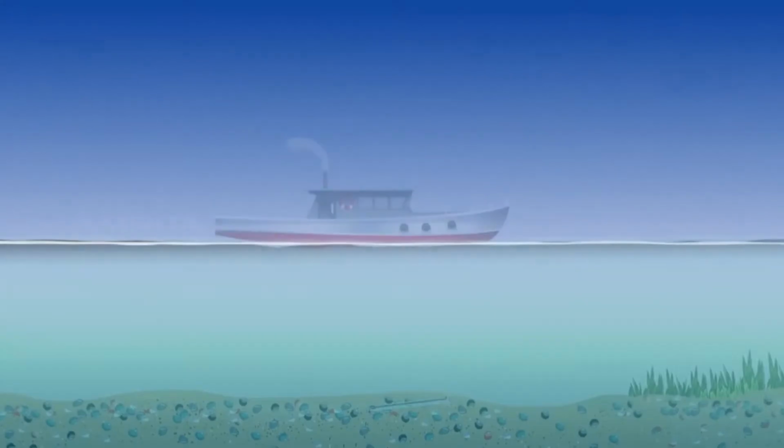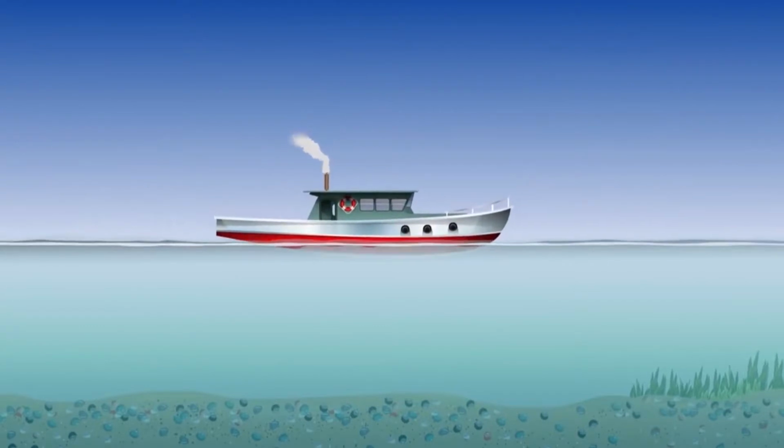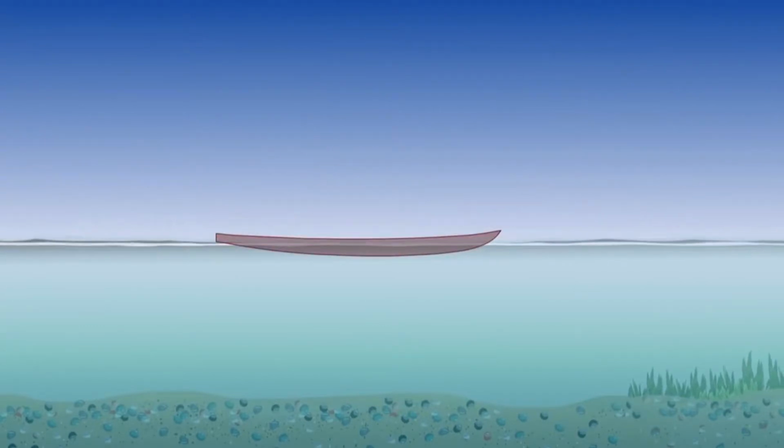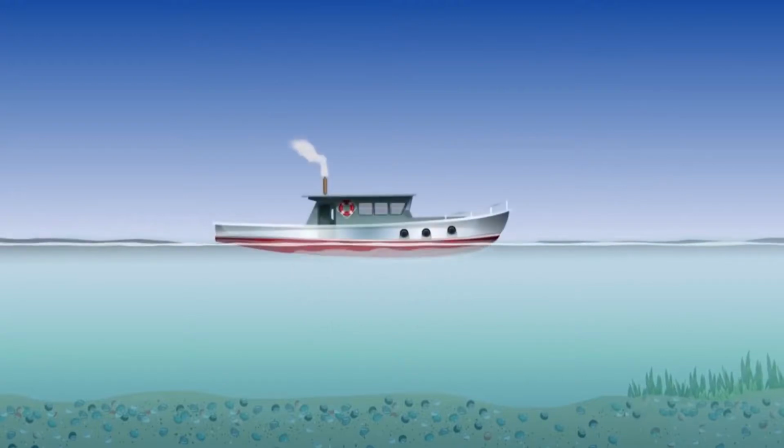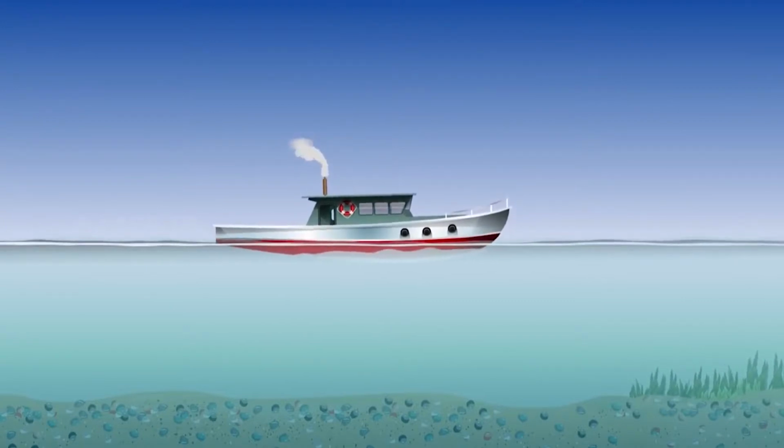A ship is hollow, filled with air, and occupies more volume. There's less mass per unit volume within it as compared to water. In short, its overall density is less than water. Thus, the upthrust exerted by water on the ship is greater than the weight of the ship, letting it float.